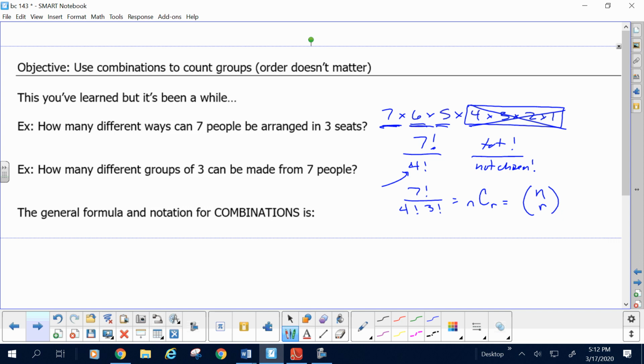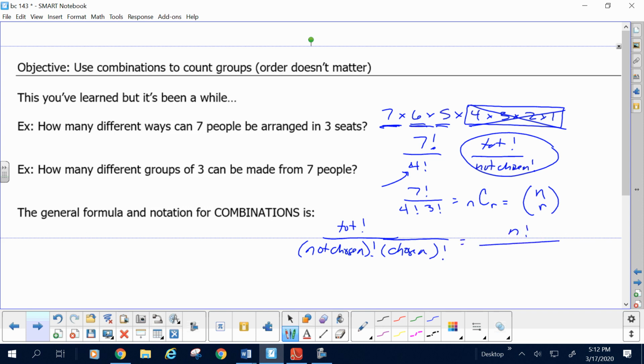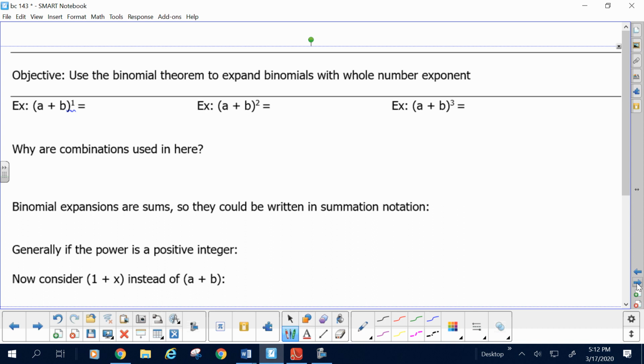And it's combination notation. The general formula is building off of this. You would say it's something like the total of all things arranged, and you remove the ways to arrange those not chosen because we don't want to order those. But in groups, you also rearrange those or remove the ways to arrange those that are chosen. So you'll often see this written as n factorial over n minus r factorial r factorial. And that's, again, a way of finding combinations. All right, now, what does that have to do with series? Well, we'll talk about that here.